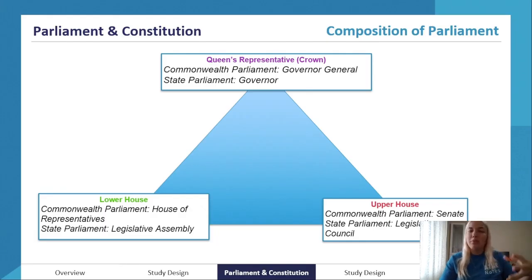Now, they do by law have the ability to reject bills and not sign them, so they wouldn't become actual acts. However, this generally never happens. This really is kind of a formal step. It has almost never happened that royal assent was not granted to a bill. So the Queen's representative, or the Crown, at Commonwealth Parliament level is the Governor General, and at state parliament level, this is the governor. So don't confuse these terms; they are very similar. Okay, so this is just things that you'll have to remember.